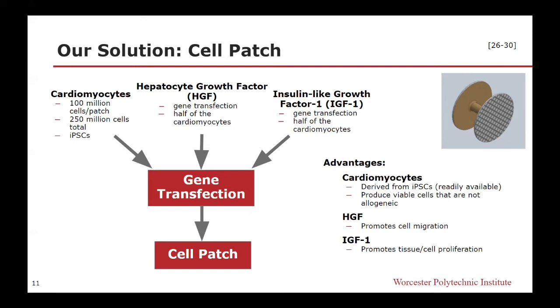The anticipated tissue response of the cell patch is that cell proliferation and tissue synthesis will occur. HGF will migrate cardiac stem cells to the site, and IGF-1 will allow them to proliferate. Both of these growth factors will help create an ideal environment for cardiomyocyte development. In combination, this will induce tissue synthesis.